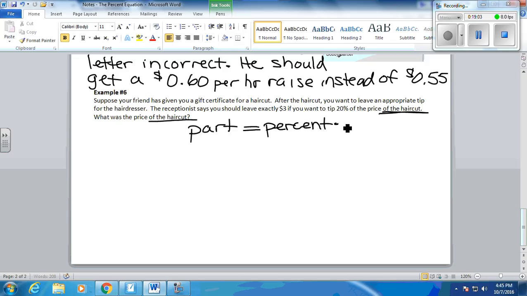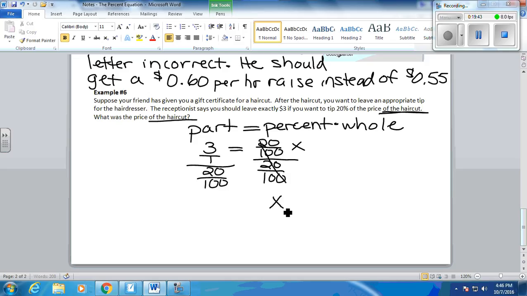That is going to be our key concept for today, obviously. So I'm putting 3 in place of the part. I'm putting 20 hundredths in place of the percent. And then an x in place of the whole. If you wanted to change 20 hundredths to a decimal right now, I would have absolutely no problem with that. If anybody had done that, that's okay. I'm getting into the habit of leaving it as a fraction. So I'm going to divide both sides by 20 hundredths. I could reduce if I wanted to. I'm going to put 3/1 and then divide by 20 hundredths. Division bars here.